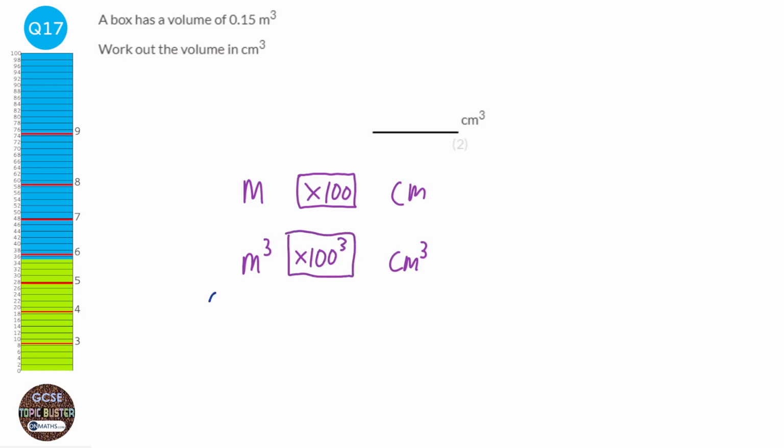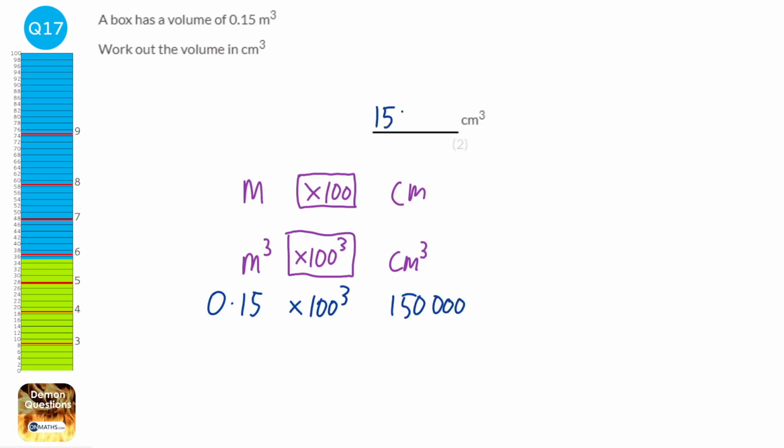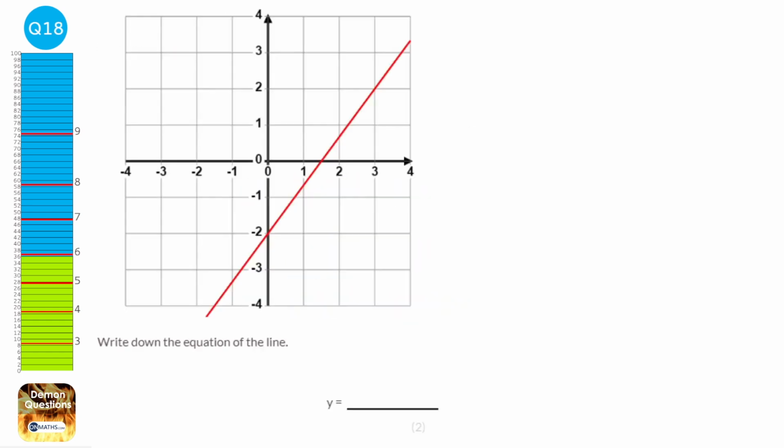So we get our amount, 0.15, times it by 100 cubed, and that will give us 150,000. So our answer is 150,000 centimeters cubed. We can write the equations of all linear graphs as y equals mx plus c, with m being the gradient and c being the y-intercept.